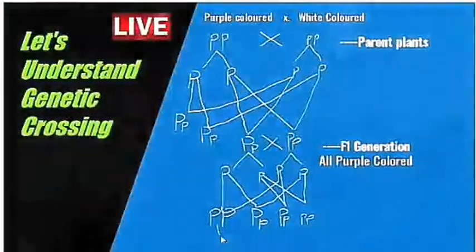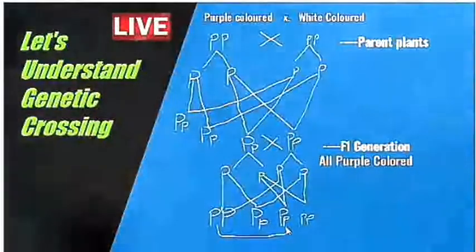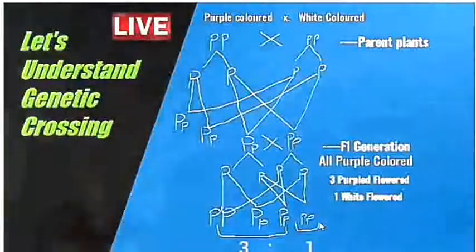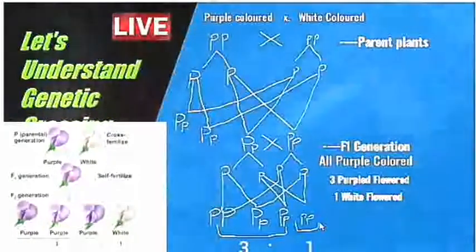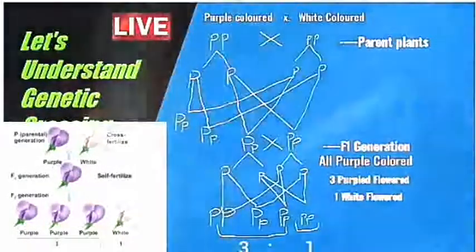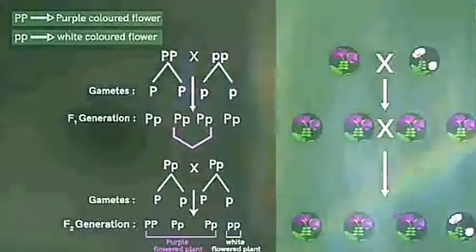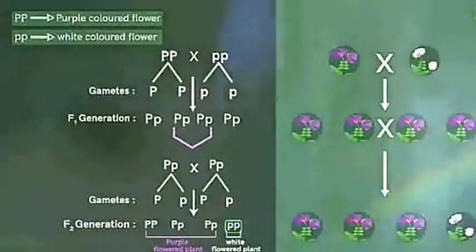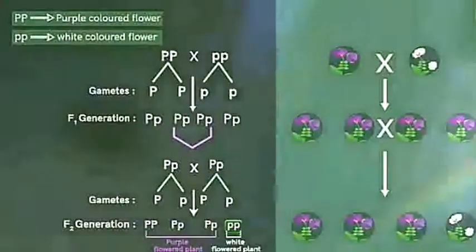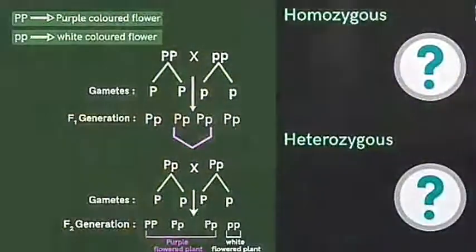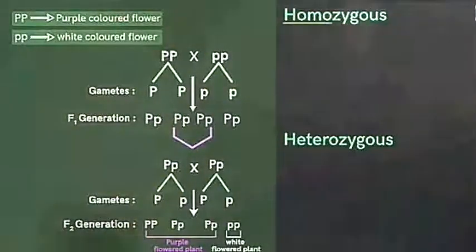So these results produce two different kinds of plants in the ratio 3:1. That is 3 purple flower and 1 white flower. The purple flower can be expressed in homozygous form or heterozygous form, while the white color is only expressed in homozygous form. What do we mean by these two terms, homozygous and heterozygous?